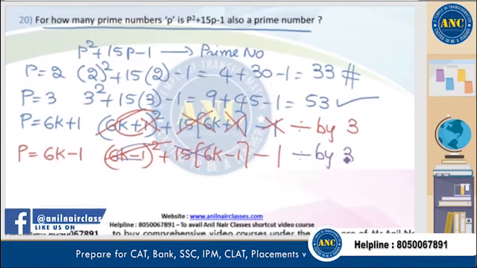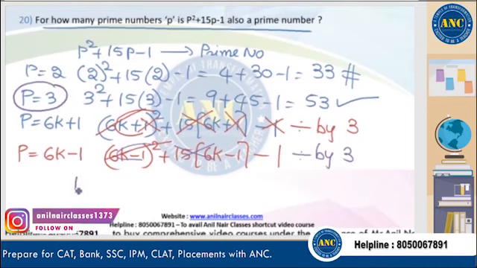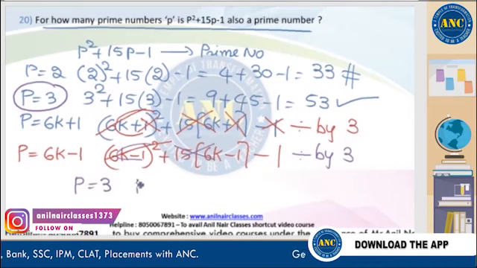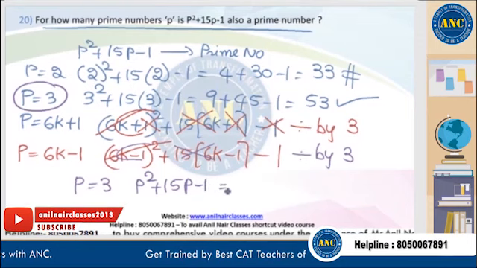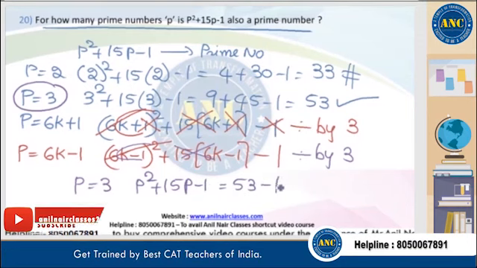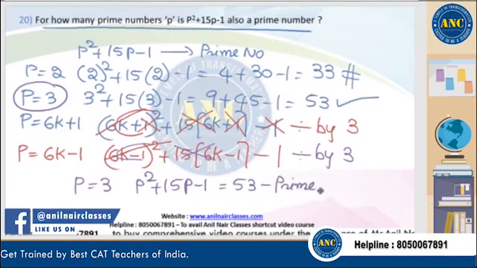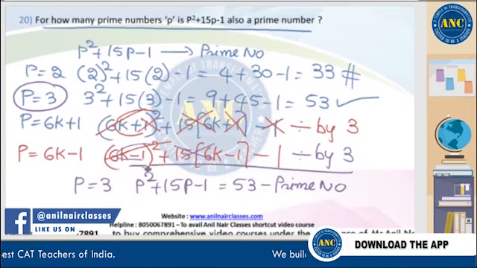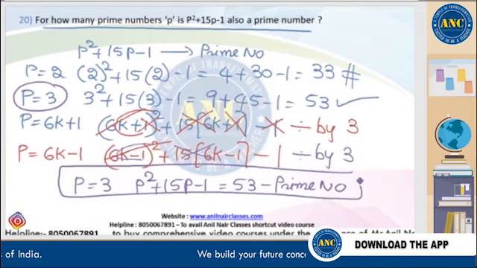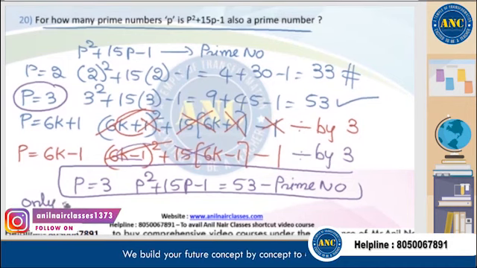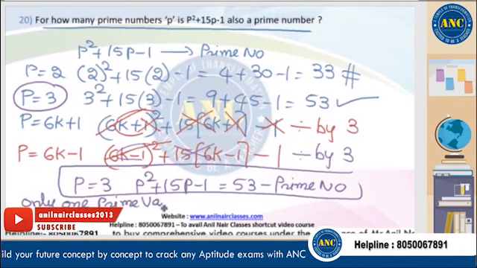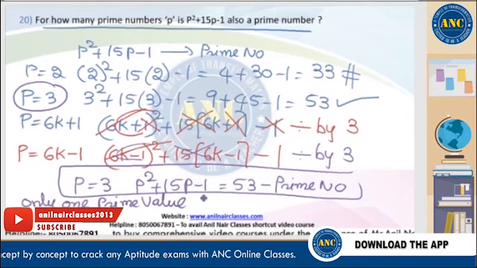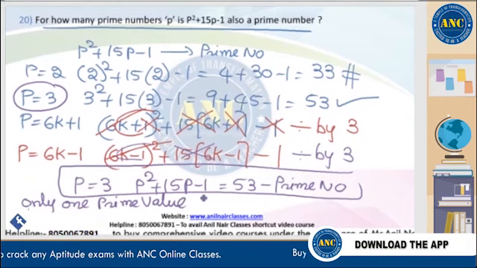So the answer is, again we got one value where P equivalent to 3. P square plus 15P minus 1 becomes 53, and 53 is a prime number. So how many values? Only one prime value P can take, and the value of prime should be 3.